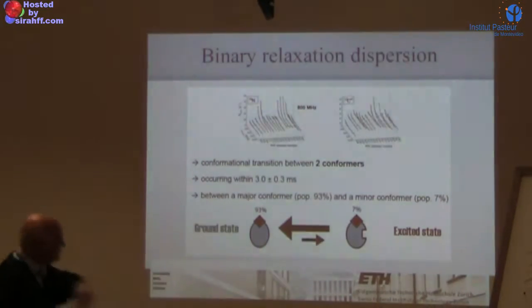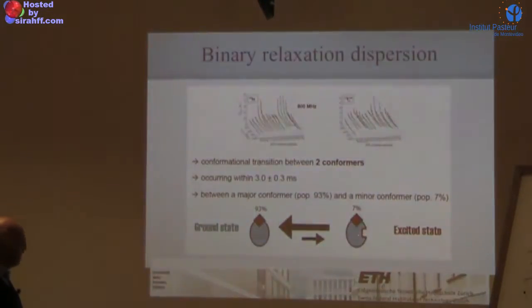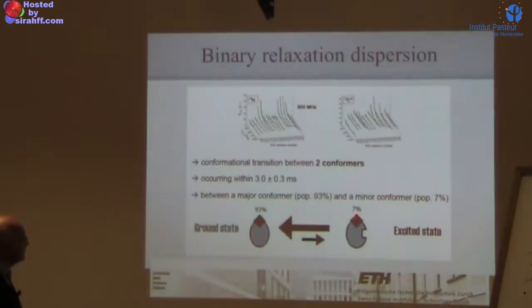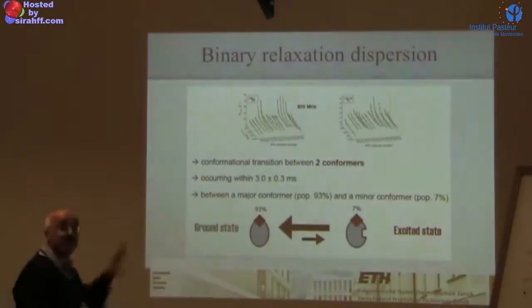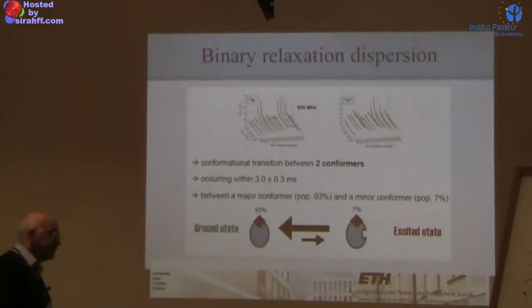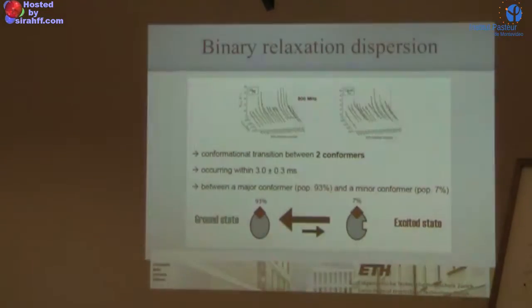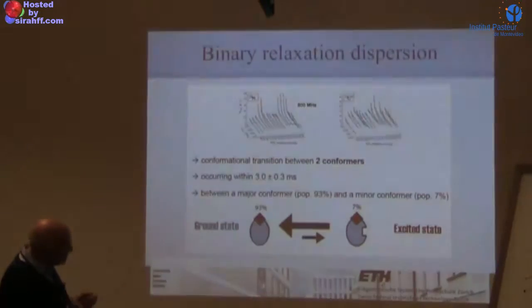When you put the third partner into the binary complex, of course you may change something, so there's no guarantee that the structure crystallized with the ternary complex does correspond to the excited state. And in general it is not true. In this particular case it is close, but we have other examples where it is not. So we need some form.